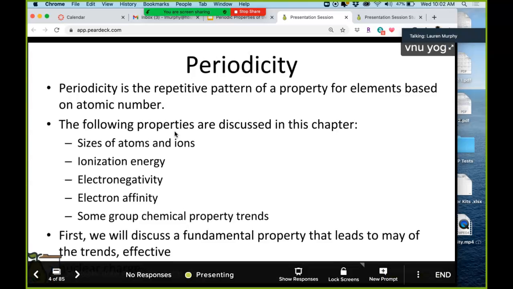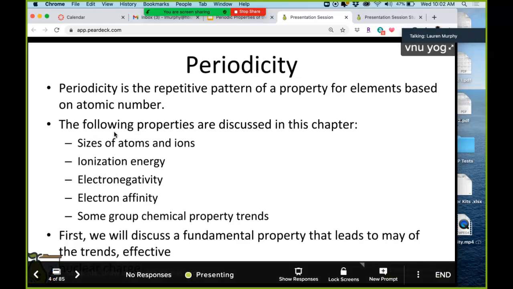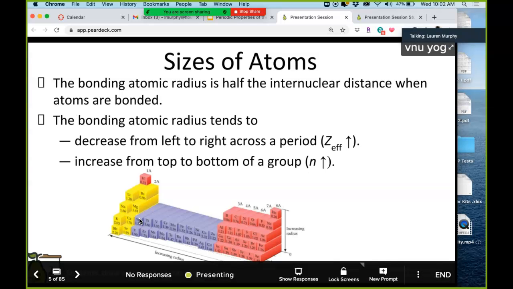So periodicity is going to be patterns that we're going to watch across a periodic table or down a group, or family. We're just going to pay attention to them and learn about them. We call them trends. And we're going to first start with atomic radius. That's the size of the atom, how big the atom is.